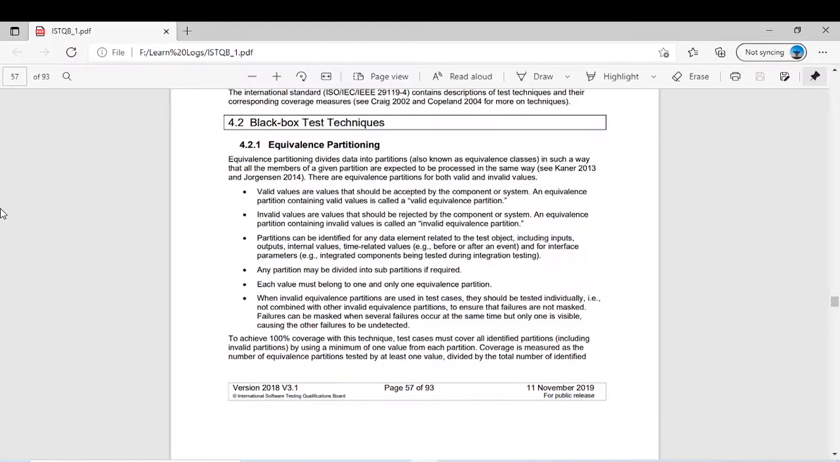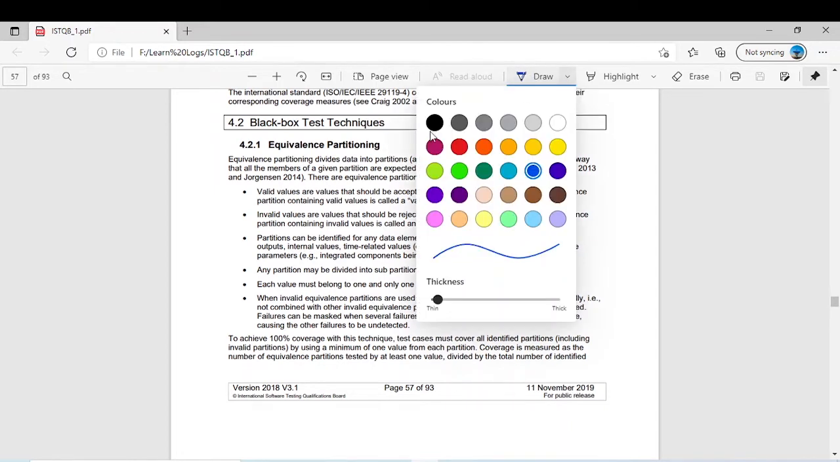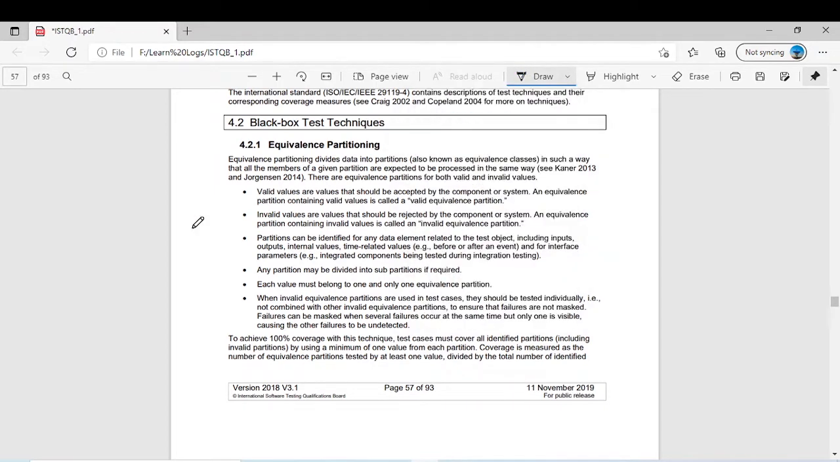Now we will discuss in detail the different test techniques that we are going to use. First of all, the black box technique will be discussed in detail with all of its widely used types. First of all, equivalence partitioning, which in short form we call EP. So, what is equivalence partitioning?